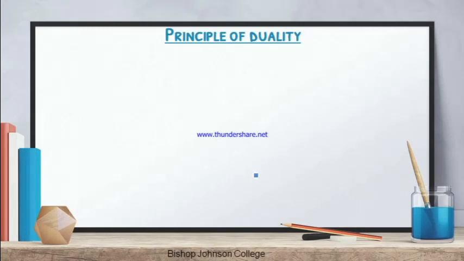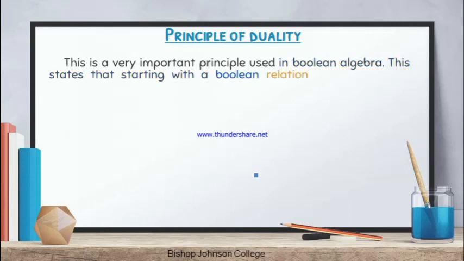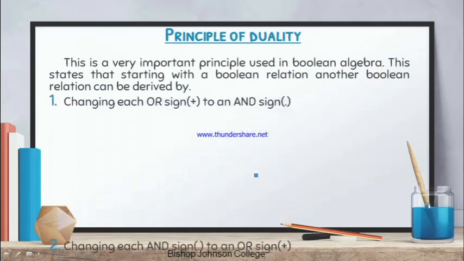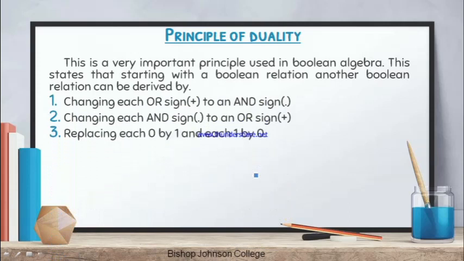Then the principle of duality. This is a very important principle used in Boolean algebra. It states that starting with a Boolean relation, another Boolean relation can be derived. Meaning an equation is given, you can derive a new equation. How? First, change each plus sign to a dot sign, change each dot sign to a plus sign, and replace 0 by 1 and 1 by 0.